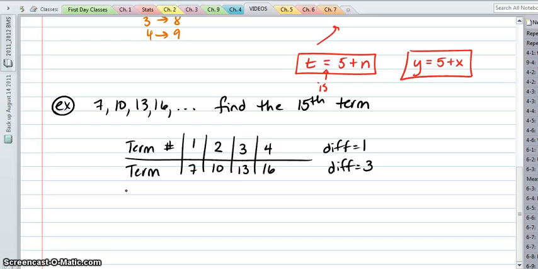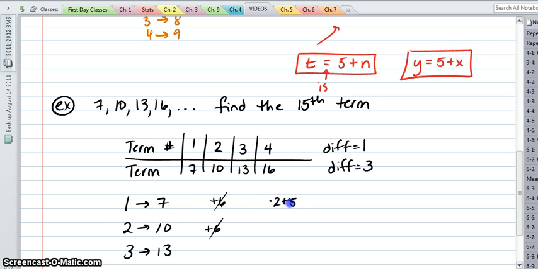And let's figure out the pattern. So again, how do you get from 1 to 7, from 2 to 10, from 3 to 13? We might need to try a few things. 1 to 7, add 6. Okay, well, what's 2 plus 6? It's not 10, so that doesn't work. How about times 2? 1 times 2 would be 2, plus 5. We could try that out. That gets you from 1 to 7.